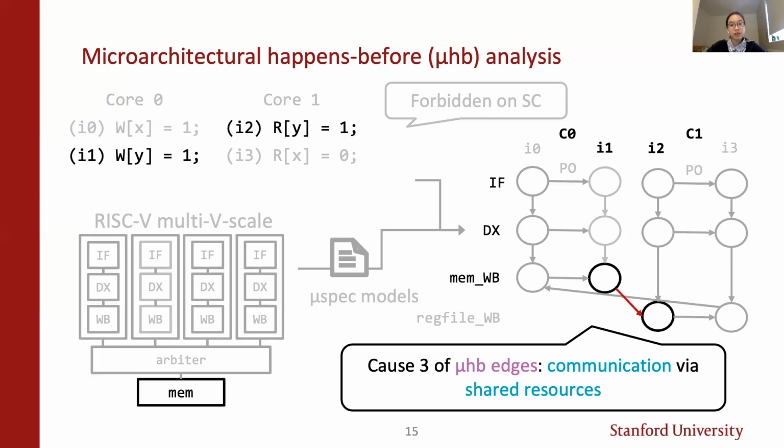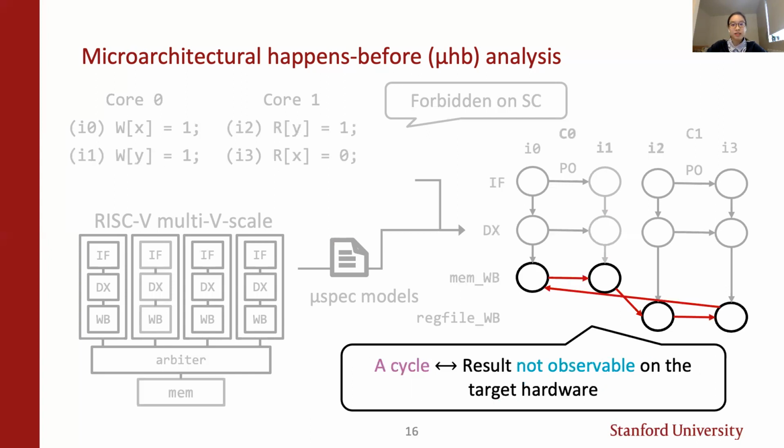Third, some edges encode ordering that results from communication via shared resources. On the left, the outcome of interest indicates that I2 read the value written by I1. Since communication between cores on this processor is possible only via shared memory, I1 must have updated the memory before I2 reads from it and updates the register file, and therefore the highlighted MHP edge. A cycle in an MHP graph indicates an impossible sequencing of events, where one event must have happened before itself.